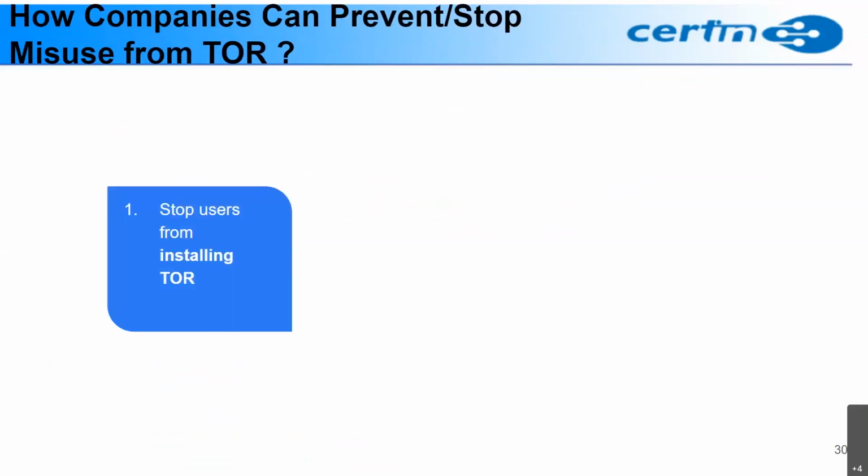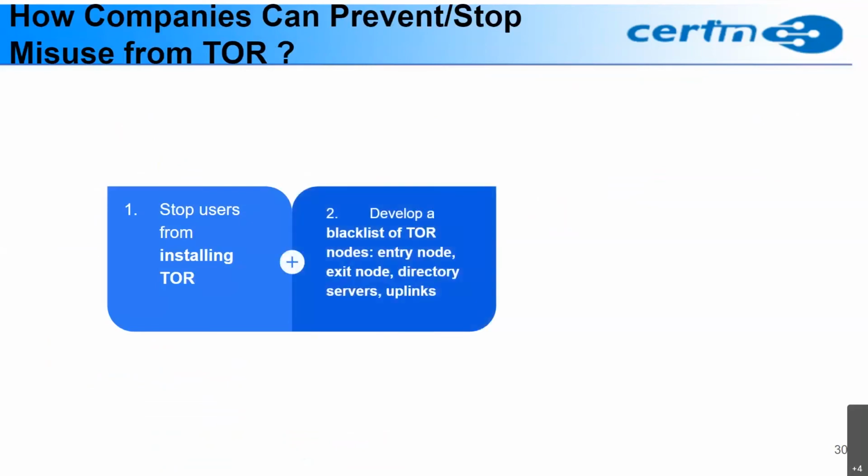So how can we prevent this? If you think that bad things can be done by the employees, you should not allow the use of the Tor network within your network. You can also blacklist some entry nodes, exit nodes, and directory servers at your firewall level, at your organization level, so that no one can establish communication with them.